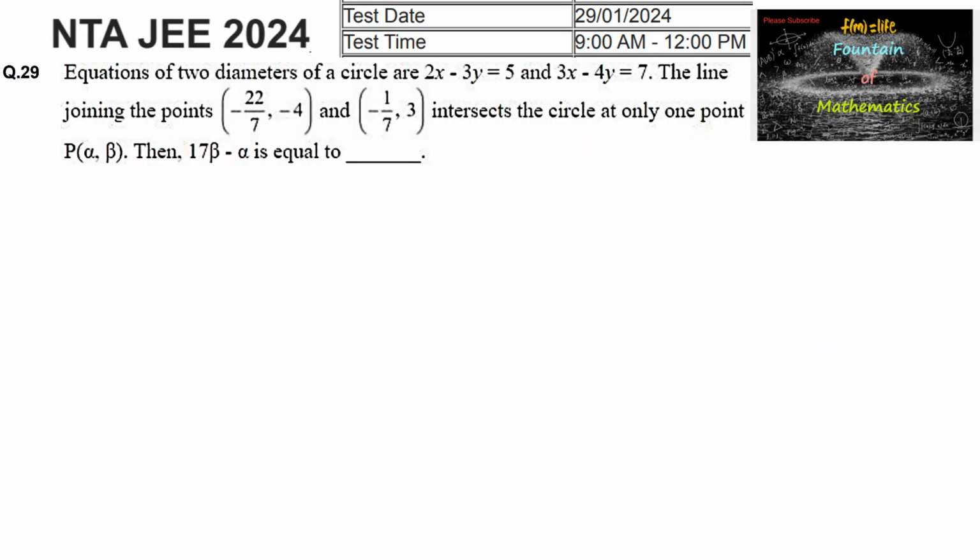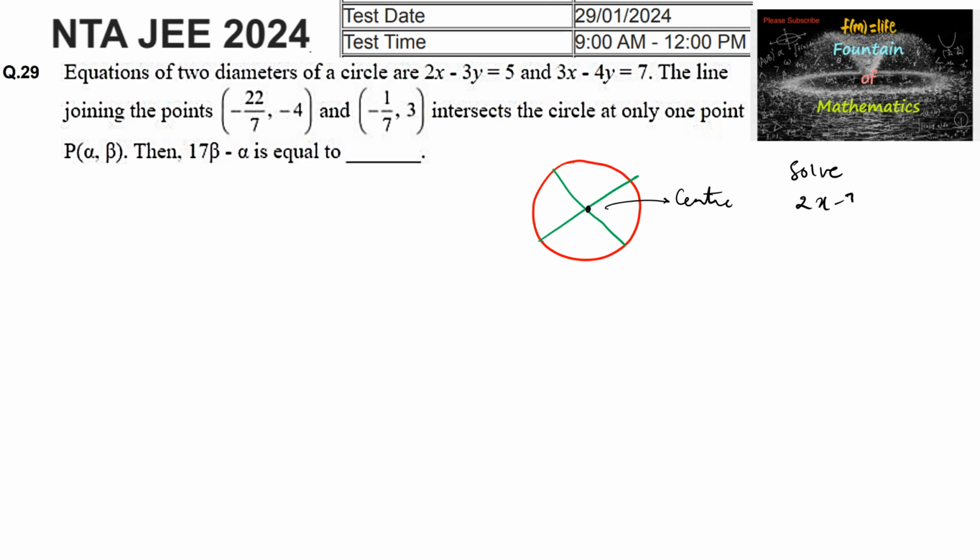Equations of two diameters of a circle are 2x − 3y = 5 and 3x − 4y = 7, and the line joining the points intersects the circle at only one point P(α, β), then 17 times (β − α) is equal to. So here given a circle and two of its diameters are given, and we can say that the point of intersection of the two diameters will be the center. So the point of intersection of the two lines we need to find. So let us solve.